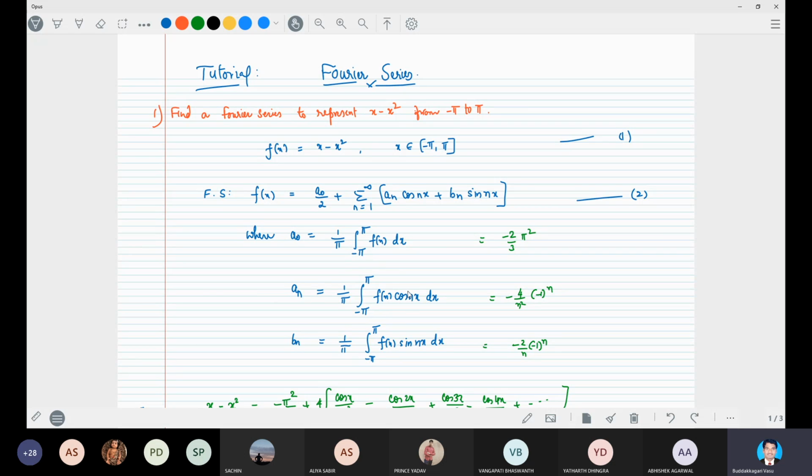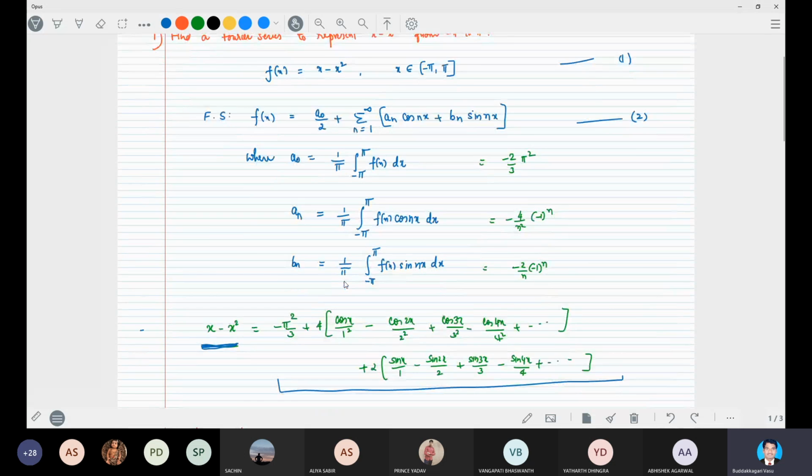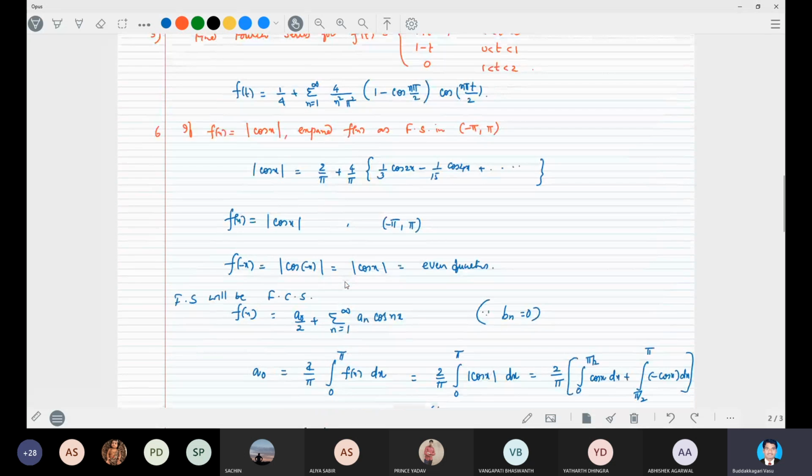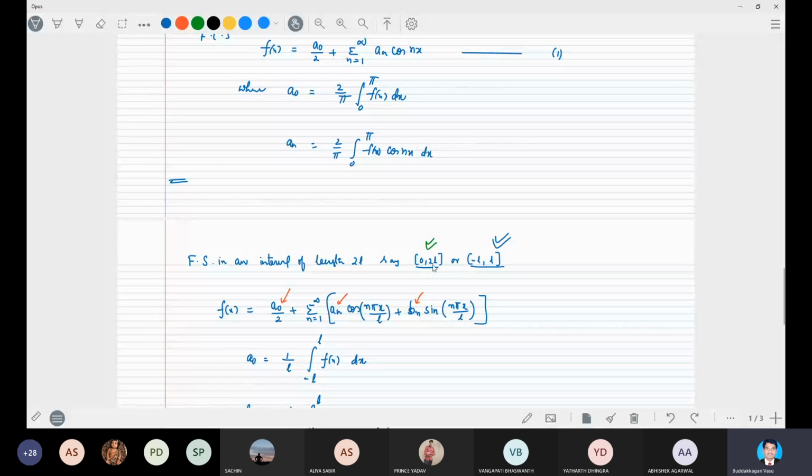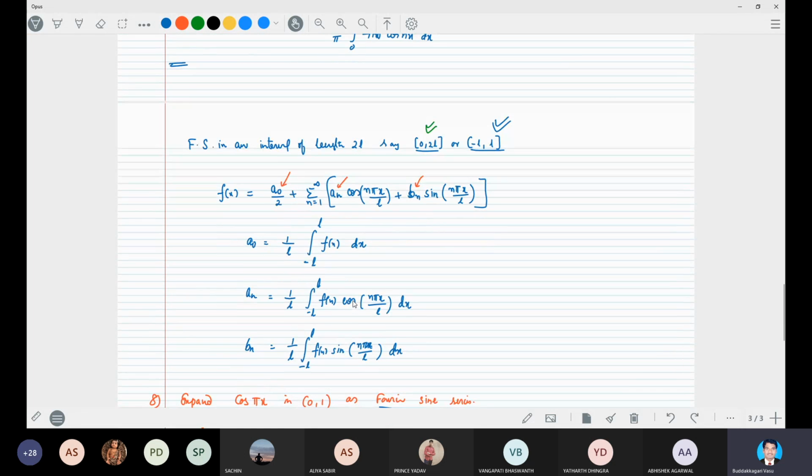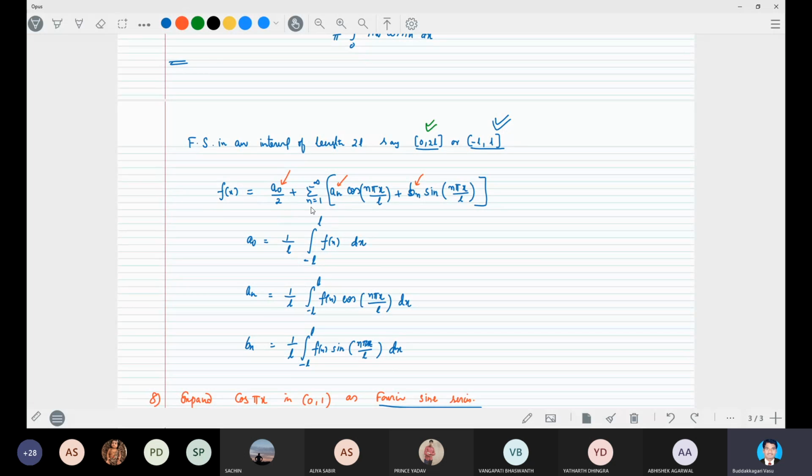Here the given quantities are shown on the screen. If any interval is considered as a general interval of length 2l, that may be 0 to 2l or minus l to l, the Fourier series representation is given by a₀/2 plus the sum of aₙ cos(nπx/l) plus bₙ sin(nπx/l). a₀, aₙ and bₙ are given for the interval from minus l to l.